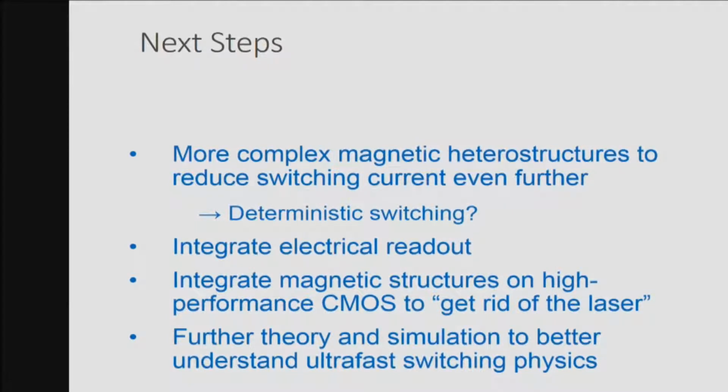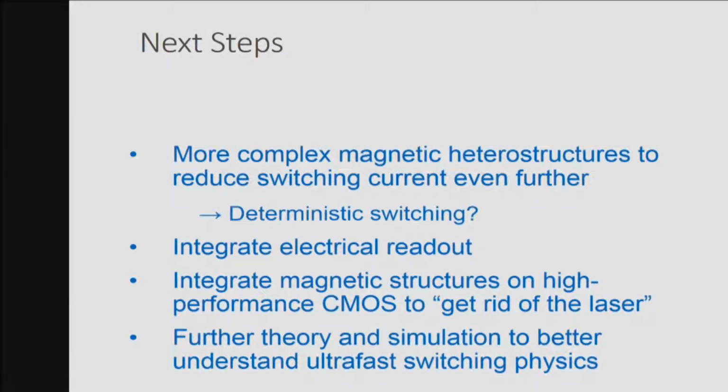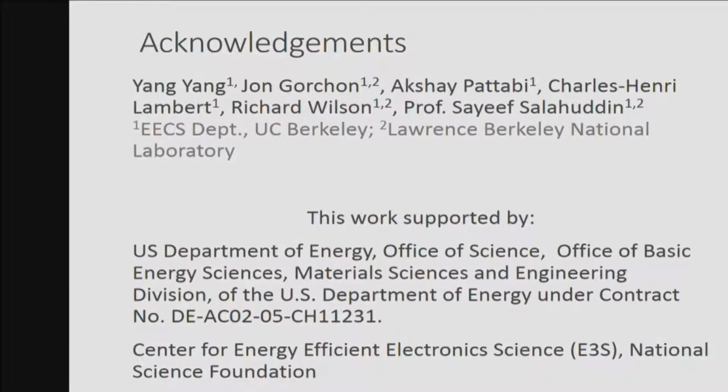We think we can do that by using more exotic heterostructures. We're going to try to integrate the electrical readout so we can demonstrate that works. And then integrate these structures on top of high-performance CMOS, which we hopefully can get from a foundry, and completely get rid of the laser and demonstrate that indeed, with a small CMOS transistor, we can make this magnetic layer switch. And with that, I'd like to stop and answer questions. Here are my coworkers here at Berkeley and sponsors.